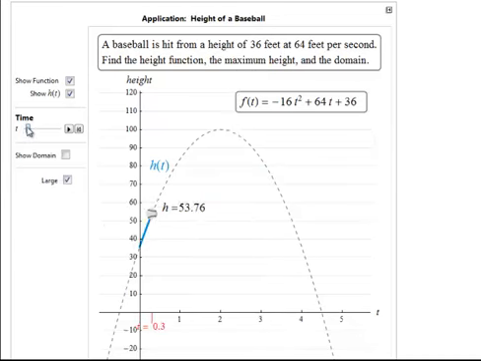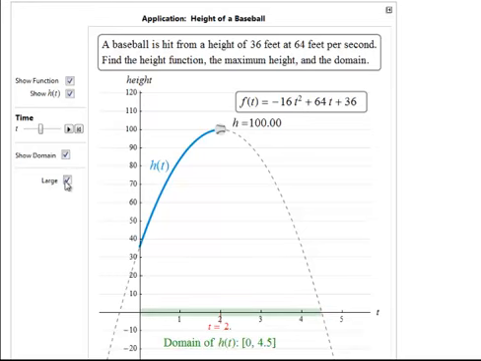This figure, application, height of a baseball, shows that as the T slider is moved or the animation runs, the baseball moves along the path of the parabola. The domain of the function is shown to be from 0 to 4.5 seconds inclusively.